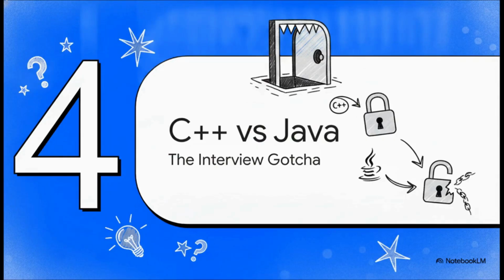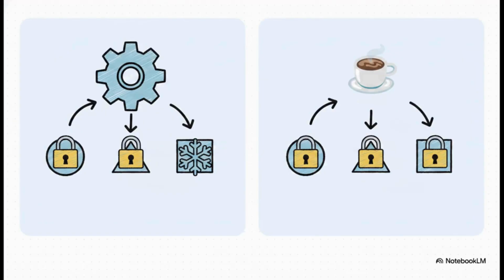Next up is Section 4, the gotcha, C++ versus Java. Okay, pay close attention because this is the classic interview trap. It's exactly what separates the average candidates from the top tier ones. The rules actually change depending on which language you're talking about. We know both C++ and Java use final to stop classes from being inherited and functions from being overridden, right?